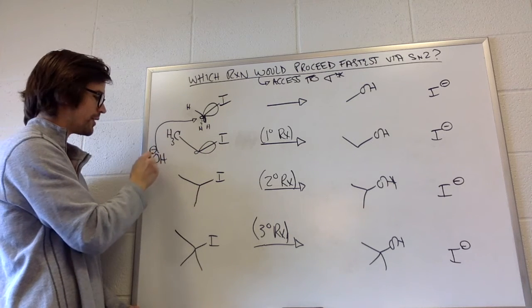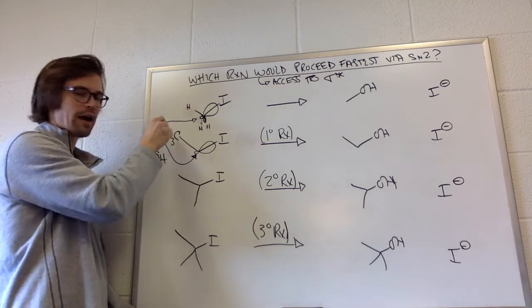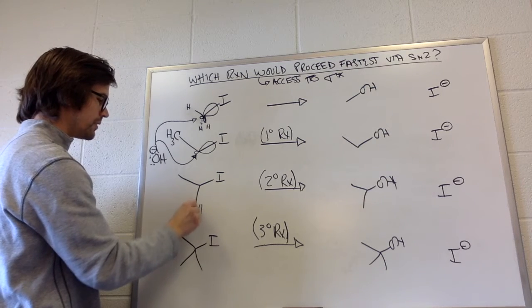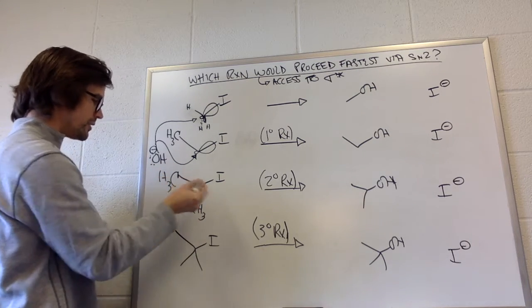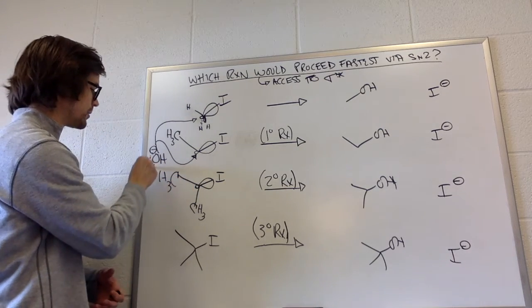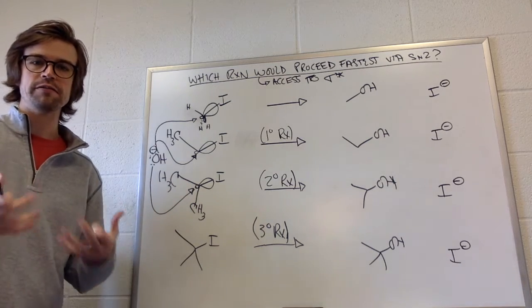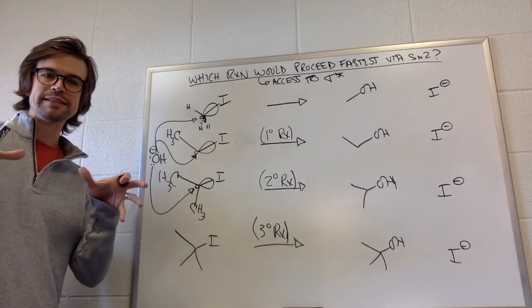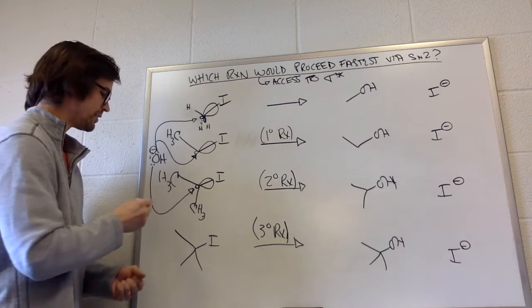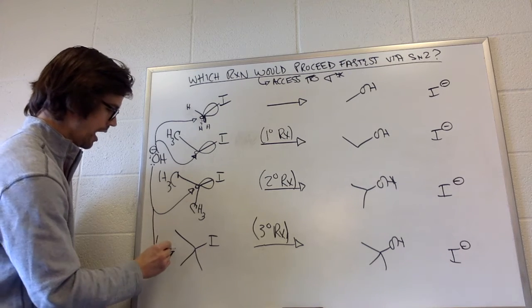Here with the primary one, it still pretty easily can do that. It's only really blocked by a single methyl group. But then down here with a secondary one, we have a CH3 here, a CH3 here. Those CH3s are pretty big. They're getting close to blocking that sigma star. It can still get there, but it's challenging. It's hard for the nucleophile to fit into the space blocked by both of those CH3 groups.